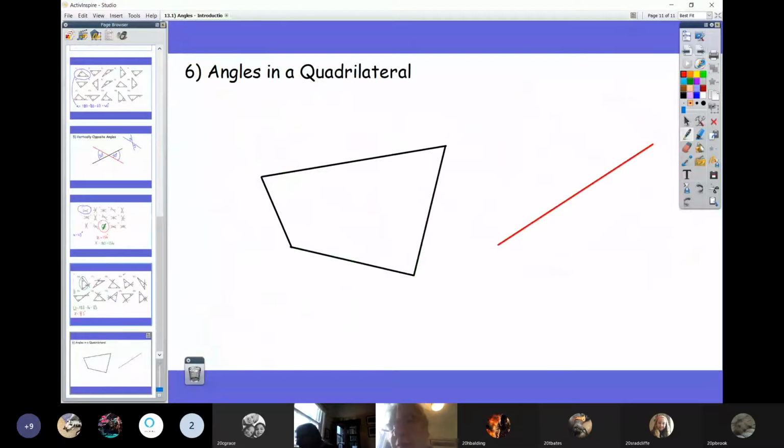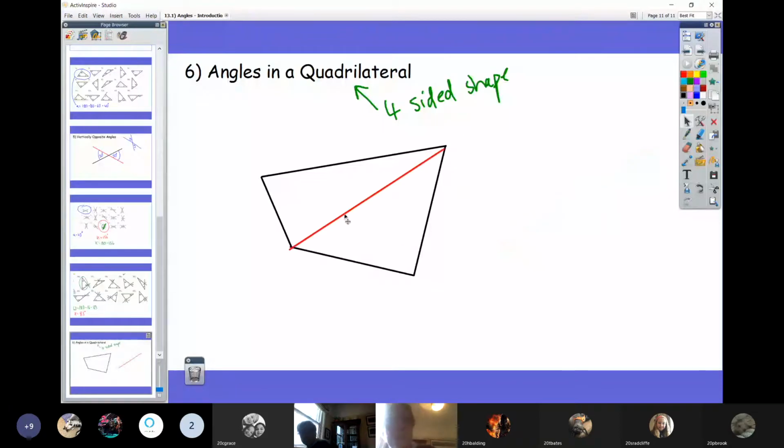Finally, this is the final rule, guys. It's angles in a quadrilateral. Now, what is a quadrilateral? A quadrilateral is a four-sided shape. Now, what I want you to do is think of that quadrilateral as being two triangles. I'll put that line in there. It's just going to move in a second.